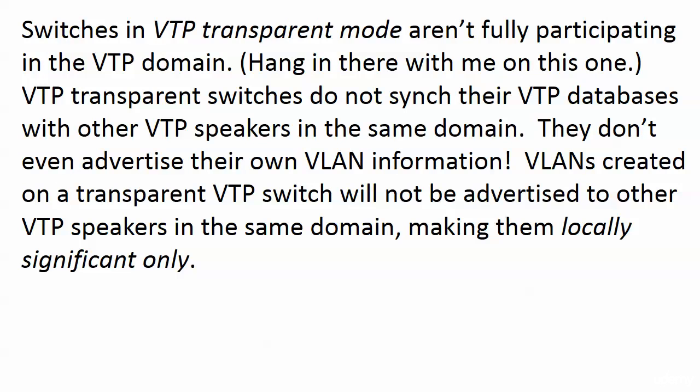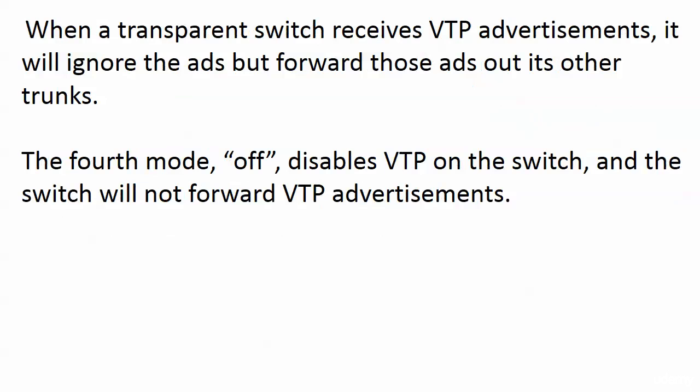So I want to go over it one more time because client and server are so straightforward. VTP transparent switches don't sync their databases with other speakers in the same domain. They don't advertise their own information. When you create a VLAN on a transparent VTP switch, it is locally significant only. It is not going to be advertised. And again, when a transparent switch receives the VTP ads, they are not rejected, they're ignored and forwarded.